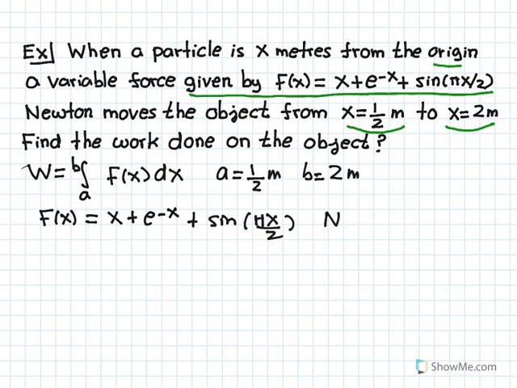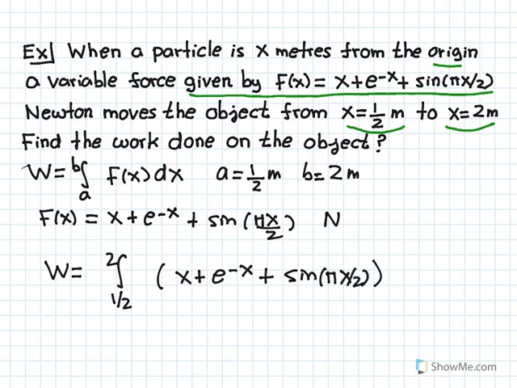All right, so the work integral is the integral from 1/2 to 2 of x plus e to the minus x plus sine of pi x over 2, integrated with respect to distance dx. Now we're going to apply u substitution in this part of the integrand when we're integrating e to the minus x, and in this part when we are integrating sine of pi x over 2.